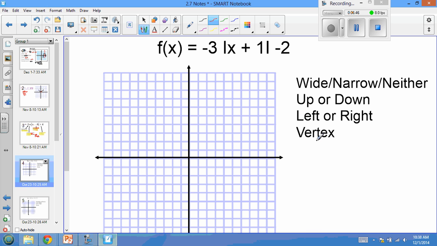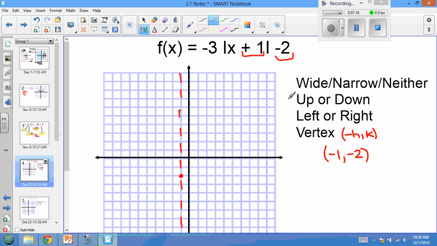First thing I want to identify is my vertex, which we just said is the opposite of the inside. Outside stays the same. So the opposite of positive 1 would be negative 1, and the outside, negative 2. So I'm going to plot my vertex at negative 1, negative 2. For our absolute value, you do not have to draw the line of symmetry, but if it helps you, I would draw it. So you remember where you're reflecting your point.